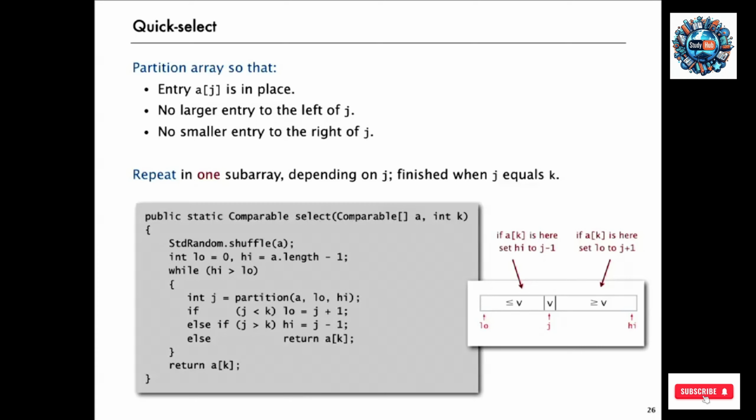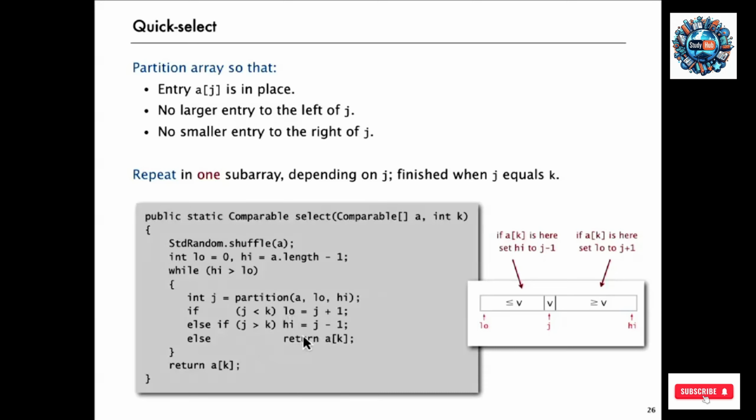If k is to the left of j, then we just do the left subfile. We just set high to j minus 1. And if k is to the right of j, we just do the right subfile, set low to j plus 1. And that's all this code does. You could do it with a recursive call, but this just does it by resetting the values of the parameters. Do one partition, then check whether your kth element is going to be in the left part or the right part. Reset low or high accordingly.